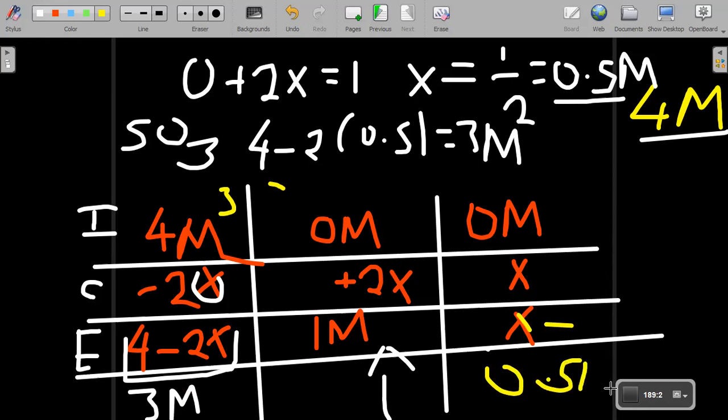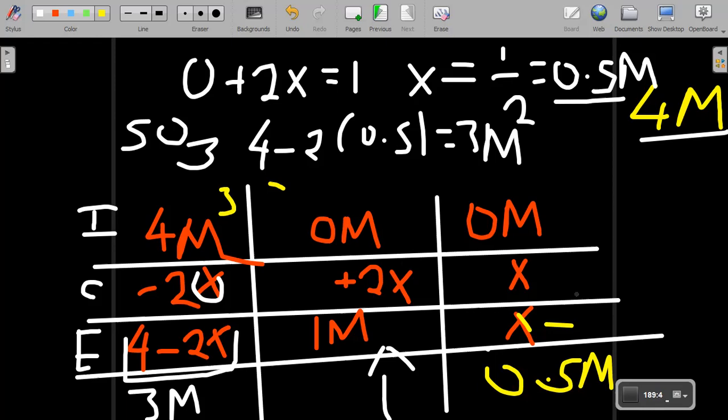Okay. So if you go back to the question, what was the question asking? The question was asking us to find the equilibrium constant. So we've just determined the equilibrium concentration. Therefore, we're supposed to determine our formula from the question that we've been given.